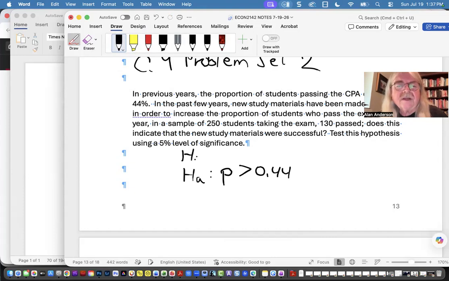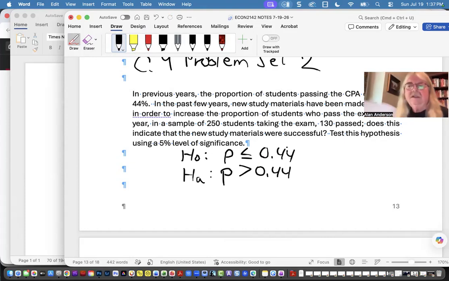So, we'll set it up as a right tail test. If we reject the null, it means that the new methodology for studying for this test is an improvement over the old one. Okay, beautiful. All right, so alpha is 0.05.